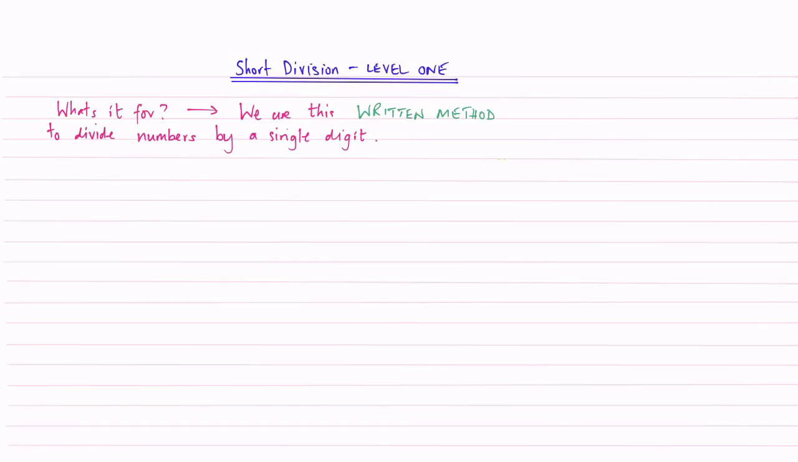So what is short division for? Well, it is a written method that we can use to divide numbers by a single digit. So if we wanted to divide 27 by 3, or 45 by 9, or 362 by a single digit, this is a written method that we would use, and it's called short division. And this video is going to explain how we do it.